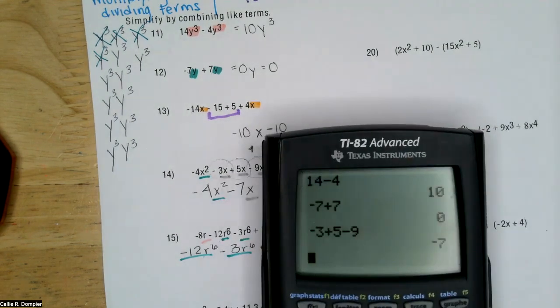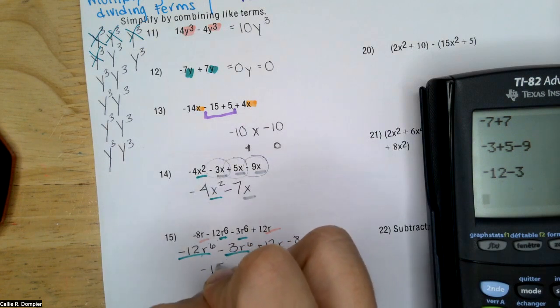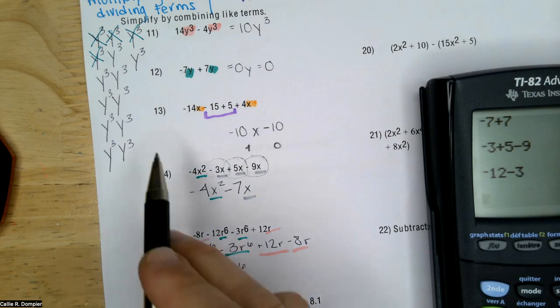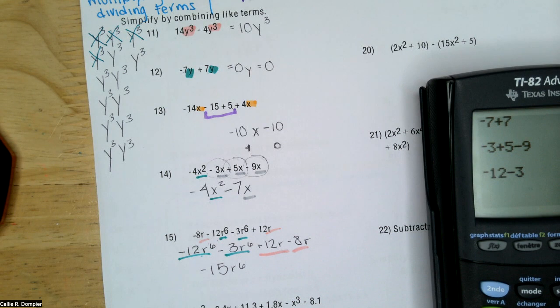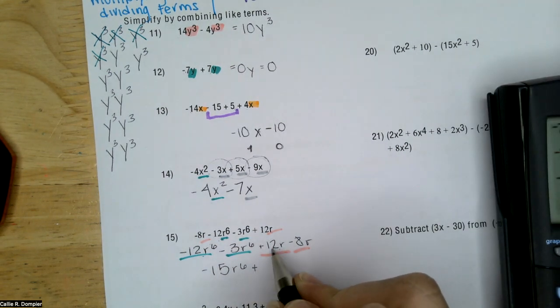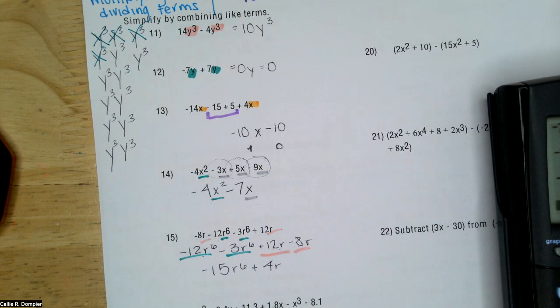Good. Negative 12 minus 3. You're just adding them and keeping it negative. 12 and 3 is 15, but they were negative to start with, so it's negative 15 r to the 6th. That never changes because we're just adding and subtracting, so it's always going to be the same power. It's just how many. 12 minus 8 is going to be a positive number because the 12 is bigger than 8. 12 minus 8 is 4. Don't forget the variable, okay?